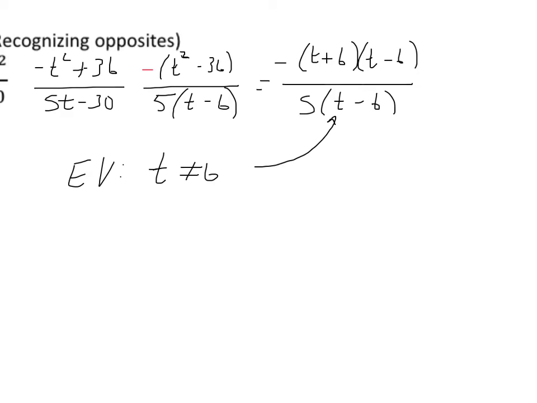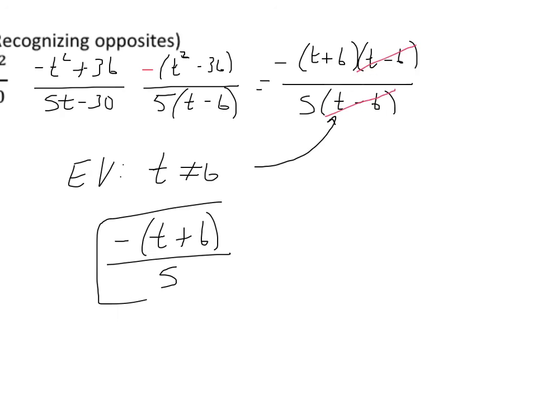I notice now that I have a t minus 6 on top and bottom, so they cancel. I'm left with a negative, parentheses t plus 6 over 5. And that is good enough, and you can finish there.